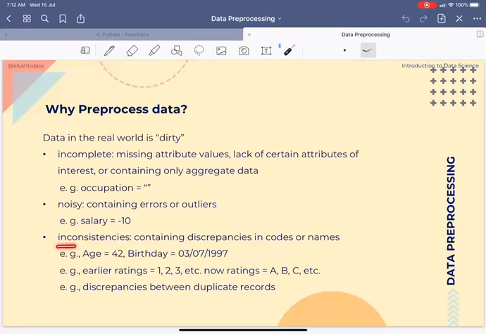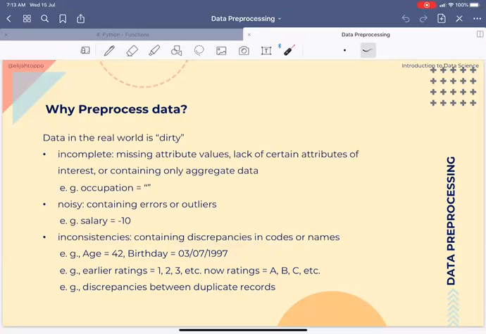Many times there are inconsistencies in the data. Inconsistencies means you're collecting different features, and those features are contradicting each other. So let's say, for example, you have a sample in which age is given as 42 and birthday is given as 1997. Given that we are in 2020, the person would be around 13 or 14 years old. It cannot be 12, 24 maybe, I don't know, but definitely not 42. Such discrepancies in the data, when you find them as a data scientist, you'll have to do something with it.